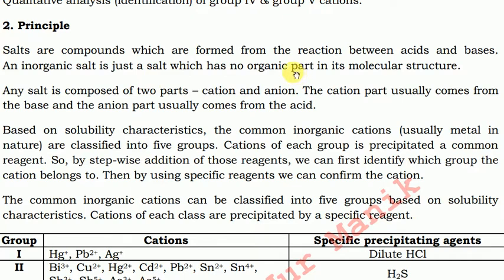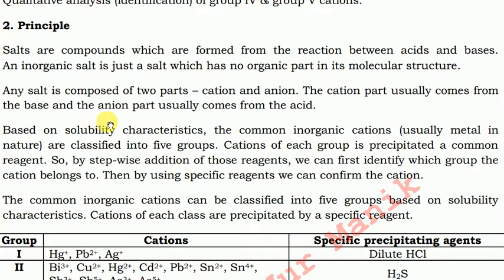In the case of ammonium chloride, there are two parts: NH4+, which is a cation, and Cl-, that is chloride, which is an anion. The ammonium hydroxide gave the NH4+ cation, that means the cation part came from the base, and hydrochloric acid provided the Cl- anion, that is, the chloride ion came from the hydrochloric acid. So we can say that the anion part came from the acid. Finally, any salt is composed of two parts, cation and anion, and the cation part usually comes from the base and the anion part usually comes from the acid.